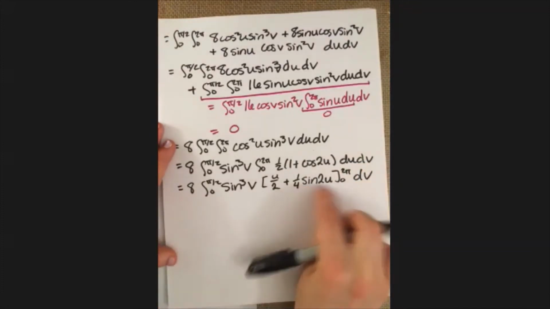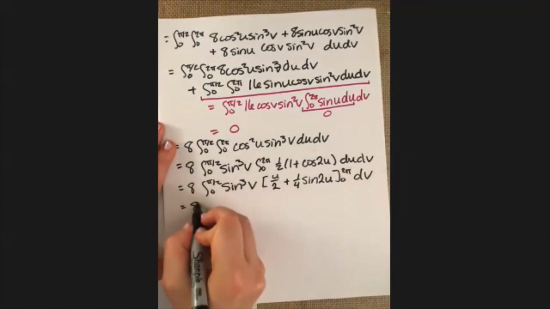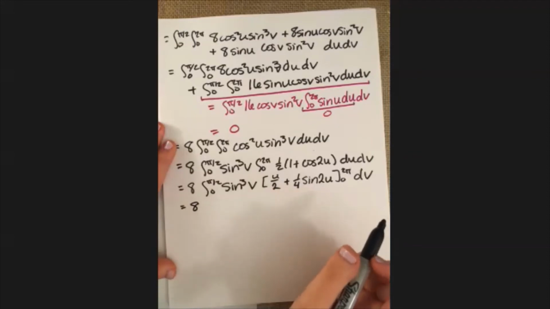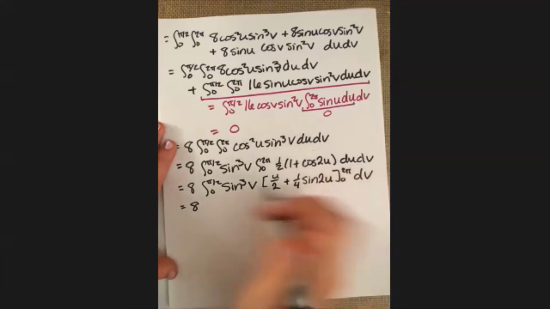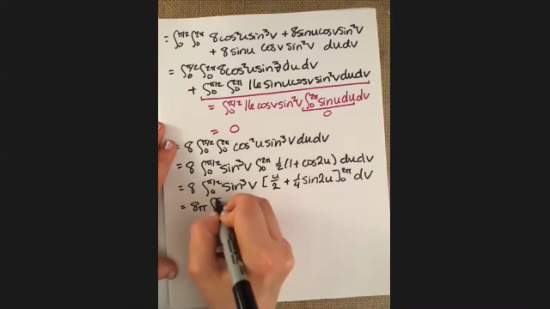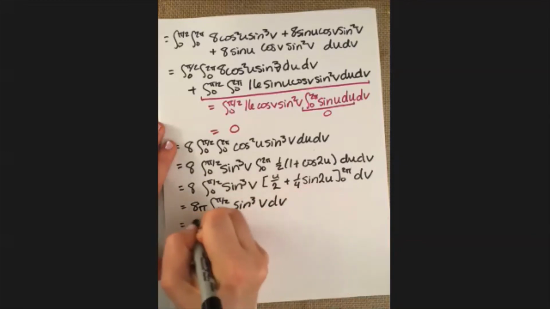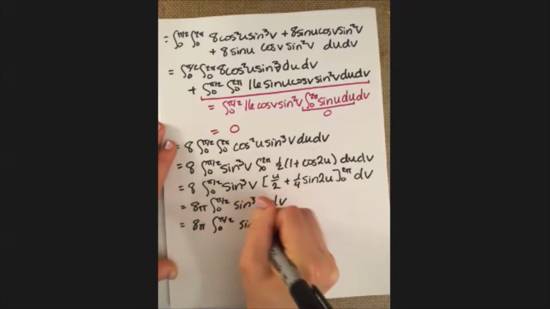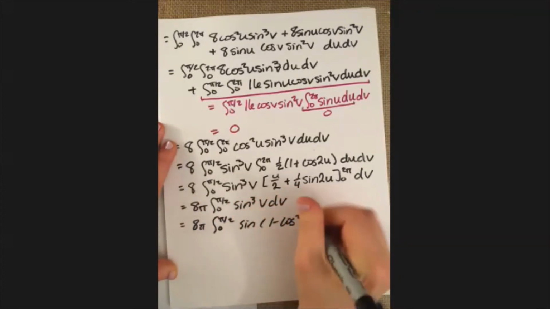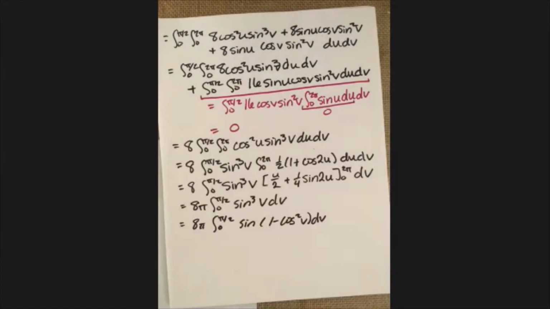And this sine term is just going to be 0 for both of those limits, because you plug either of these two into it and you get 0. So I'm going to get 8 times 2 pi over 2, which is just pi, integral from 0 to pi over 2, and then sine cubed v dv. And to get this part right here, we do sine times 1 minus cosine squared v dv. And I'm going to use a u sub.